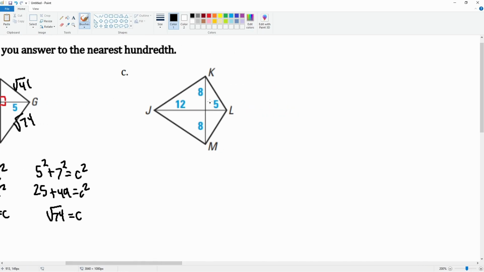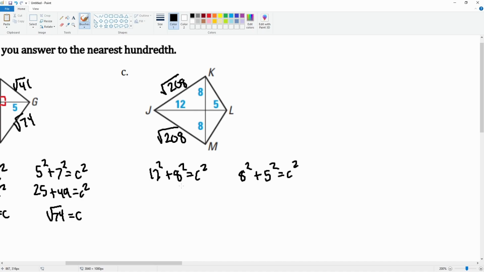And then we have, let's see, 12 squared plus 8 squared equals c squared. 12 squared plus 8 squared, that gets you 208. So this is square root 208. I think I should simplify it, but I can leave it like that. Square root 208.